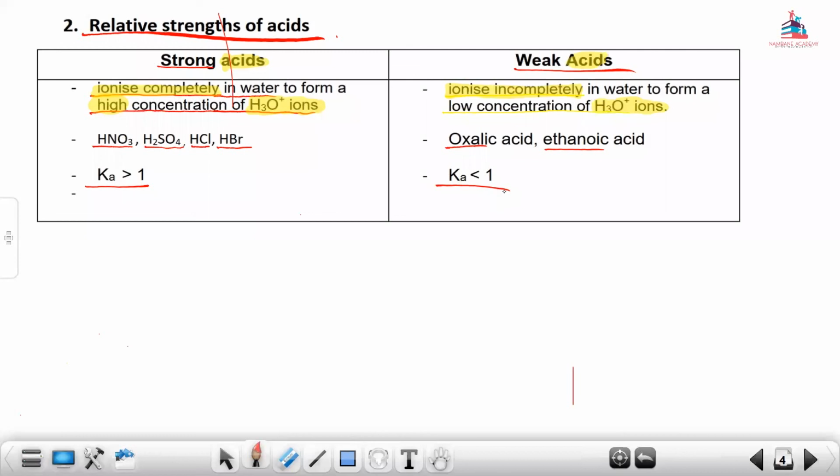So if my Ka is greater than 1, let's say something like 2 multiplied by 10 to power 5, it basically says this acid must be a strong acid. If I am given 1 multiplied by 10 to negative 5, then automatically this value is less than 1. So if it's less than 1, I can classify that acid as a weak acid.